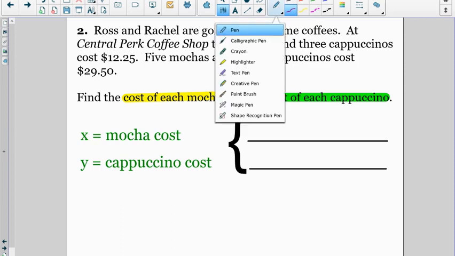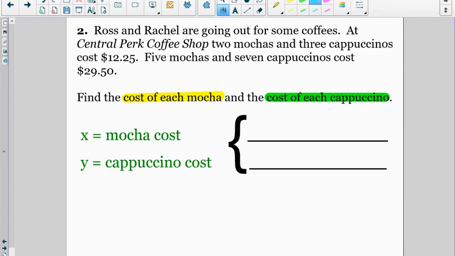So the information we have, let's take a look at the sentences. All right, 2 mochas and 3 cappuccinos cost $12.25. Well, if I buy 2 mochas, to find the total cost, I'd have to take 2 times the cost of each mocha. So 2 times X. If I'm also buying 3 cappuccinos, I want to take 3 times the cost of a cappuccino. And based on this sentence, I know that buying 2 mochas and 3 cappuccinos would cost $12.25.